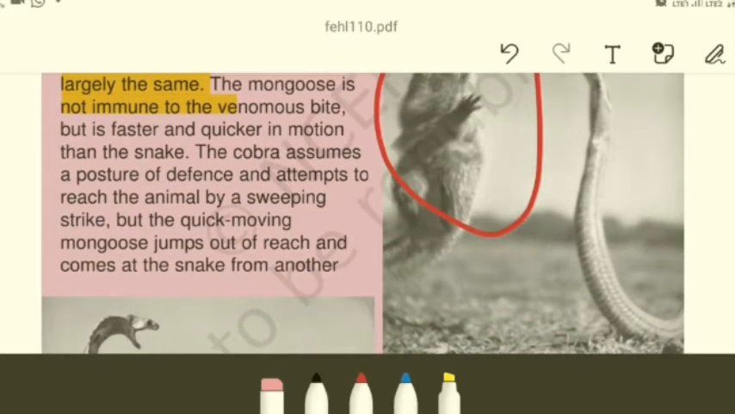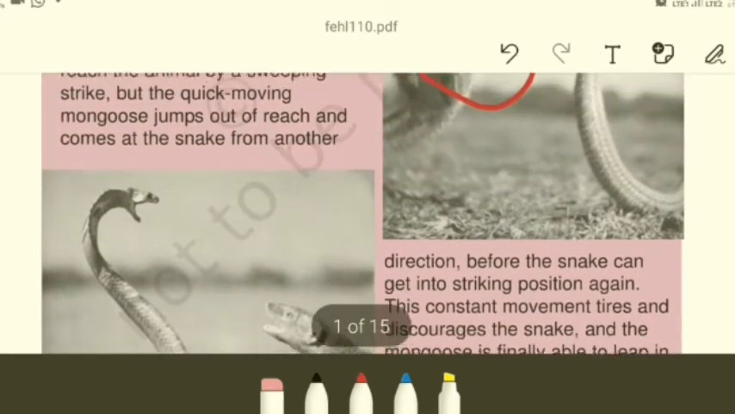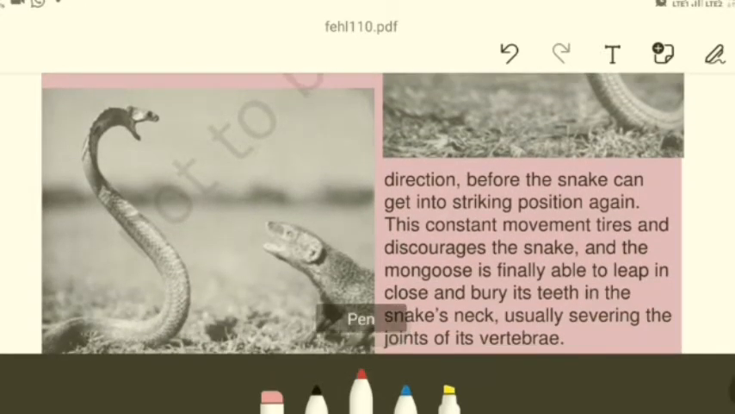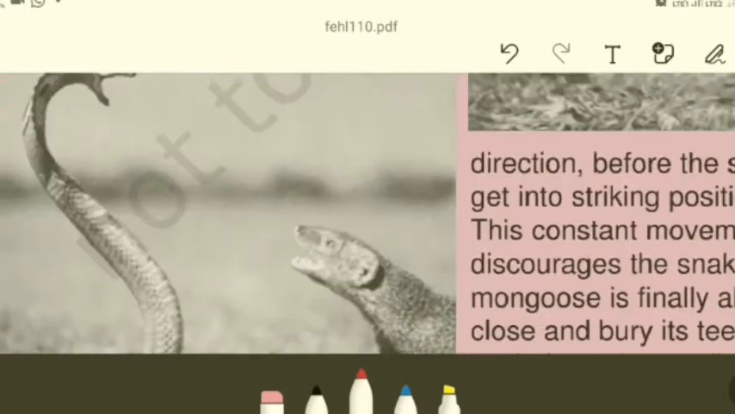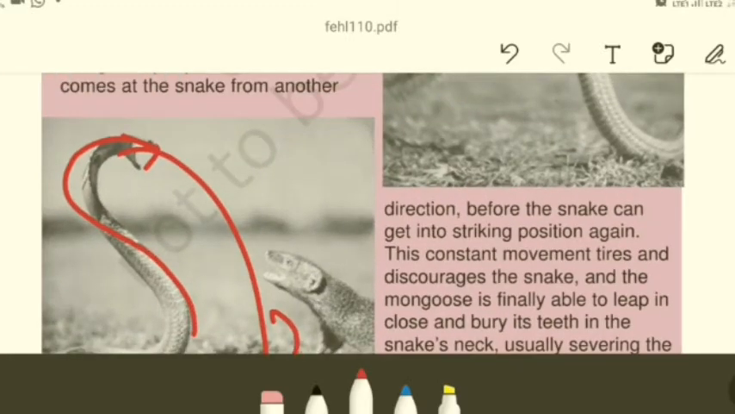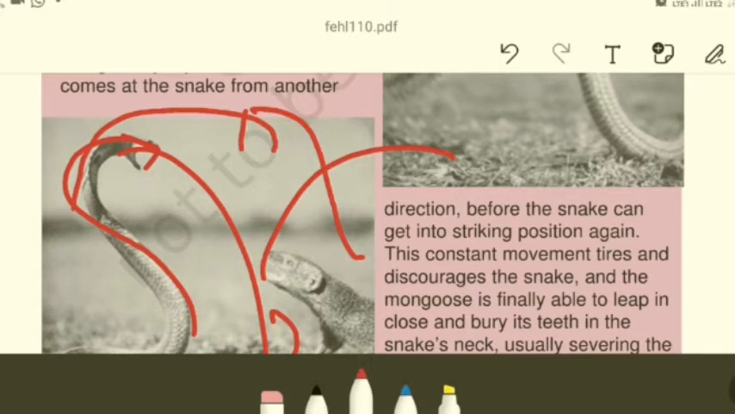The cobra assumes a posture of defense and attempts to reach the animal by a sweeping strike. But the quick-moving mongoose jumps out of reach and comes at the snake from another direction. Clear? So see, this is the cobra. It will raise its hood and try to attack sharply over the mongoose's head or wherever it is lying nearby. Since the mongoose is a fast mover, it will dodge the strike and move to some other direction, let's say somewhere here, and then strike the snake from this direction. And in doing so, what will happen?